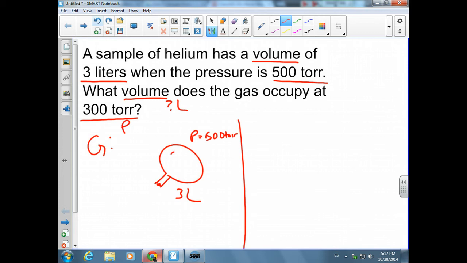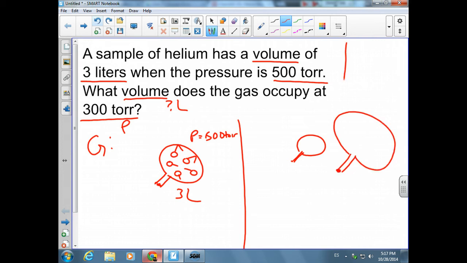So if I'm drawing my particle picture, I'll notice that the temperature doesn't change. I'm going to have a few of these bounce off, and I'll tell you why in a second. So I've got my particles that are moving inside that balloon. A couple of them are against the wall. Now, the balloon's either going to get smaller or it's going to get bigger.